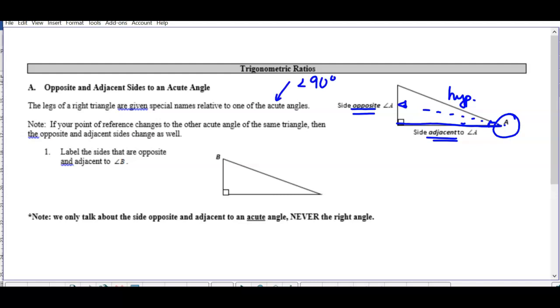Okay, so here's a diagram. Label the sides that are opposite and adjacent to angle B. Circle it. Okay, so this longest side here is the hypotenuse. It is adjacent to B, but it's more specifically the hypotenuse. So this side is adjacent. It's touching angle B along with the hypotenuse. And then the side that doesn't touch angle B is the opposite. We'll only talk about the side opposite and adjacent to an acute angle, never the right angle. Hypotenuse is opposite the right angle, but we don't call it opposite. It has a more specific name, which is the hypotenuse.